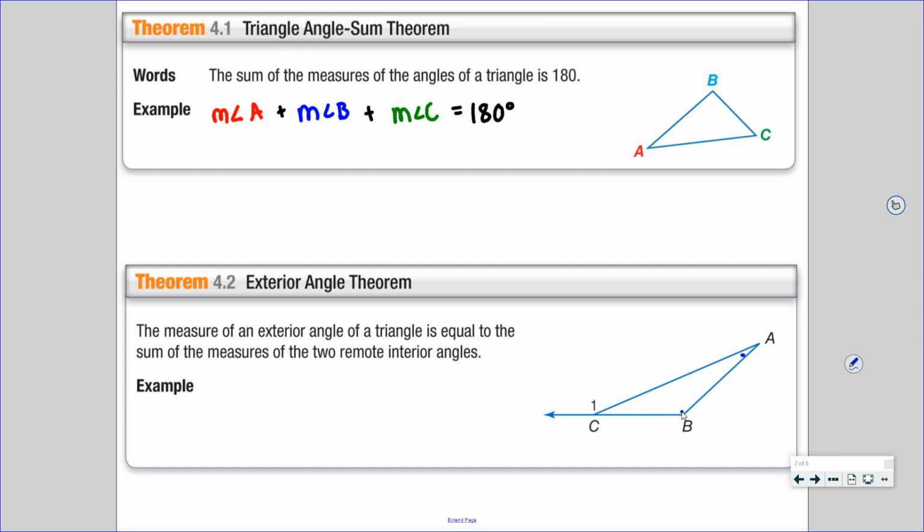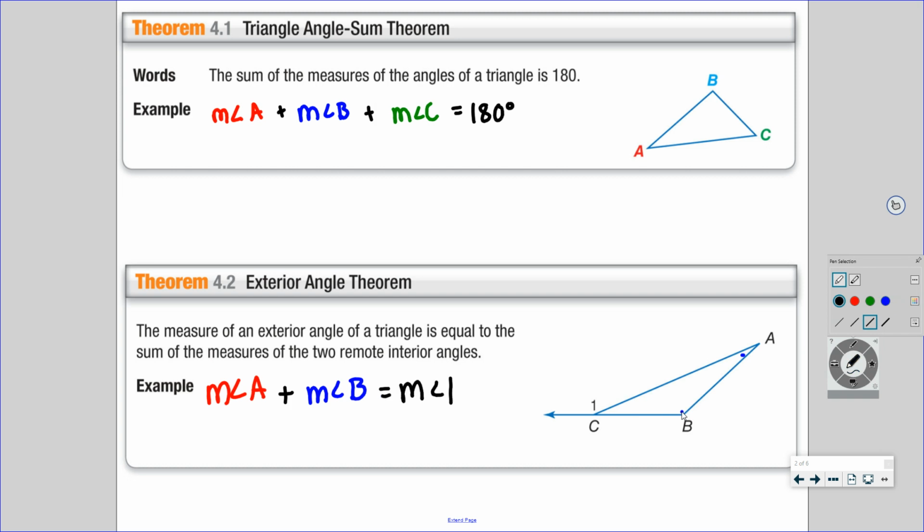So in this case, I'll use my colors here again. The measure of angle A plus the measure of angle B, whatever that sum of those two angles is, is going to be the same as the measure of angle 1. Okay, let's talk about why this makes sense. Again, you don't have to prove this, but you should understand why this makes sense.